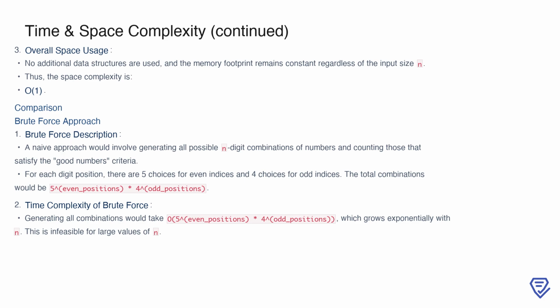To better understand the efficiency of this optimized approach, let's compare it to a brute force method. A naive approach would involve generating all possible n-digit combinations and then checking each one to see if it satisfies the criteria for being a good number. For each digit position, there are 5 choices for even indices and 4 for odd indices. This results in a total of 5^even_positions * 4^odd_positions combinations. The time complexity of this brute force approach grows exponentially with n, making it impractical for large inputs.